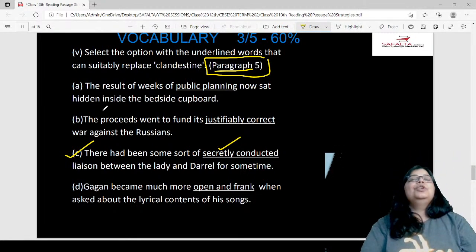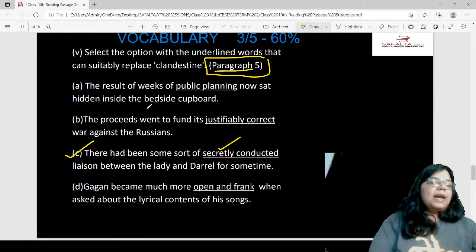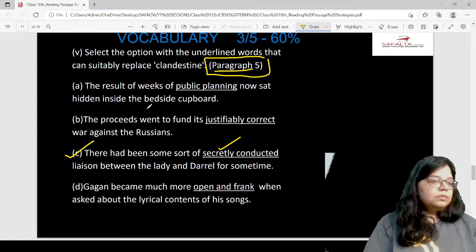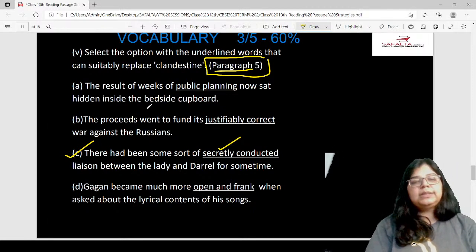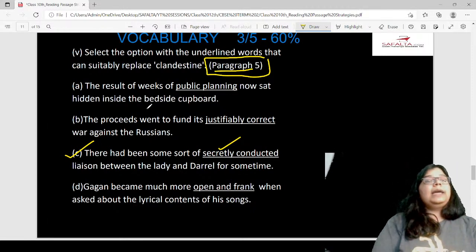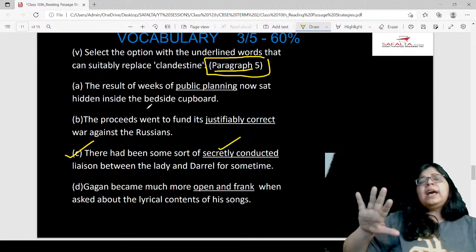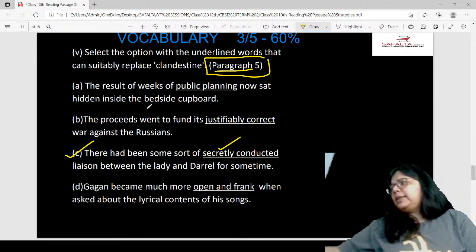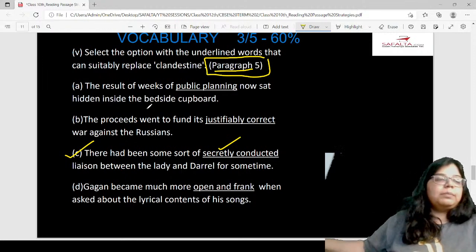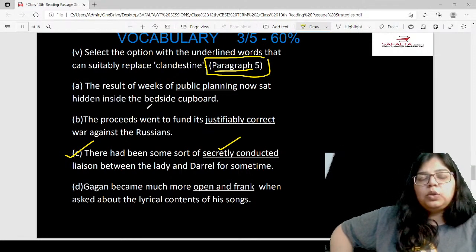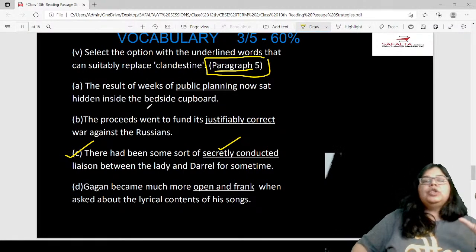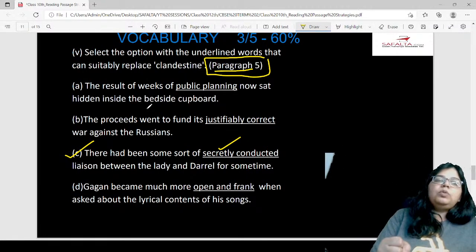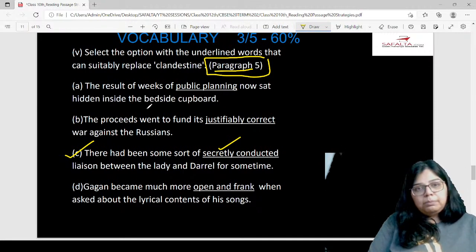Very simple. So using these strategies, you will be able to finish your reading passage in about 30 to 40 minutes, and then you will have about 1 hour 20 minutes to finish the rest of your exam. So there will be no problem at all as far as the reading passage is concerned. What are you doing in the reading passage? You are investing the least amount of time, getting the maximum marks.